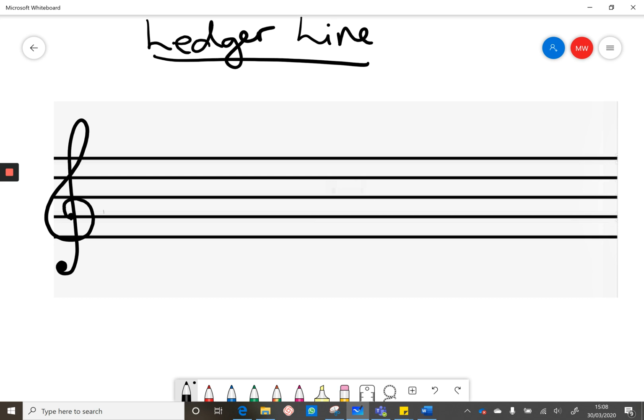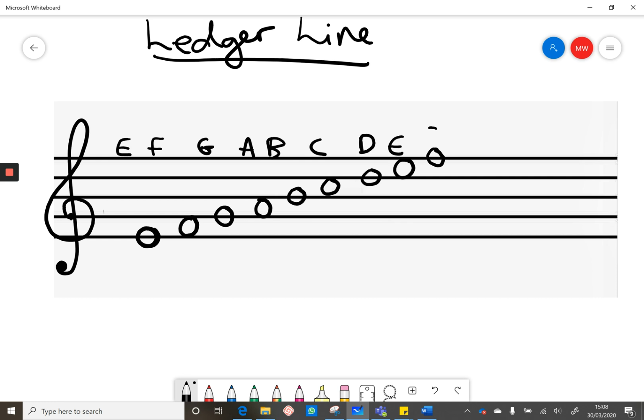So if we remember the notes on the stave, we're going to start here with the first line, and we know that this would be Eddie's, but then we know it's the alphabet, so it's just E, F, G, but there's no H in music, so we go A, B, C, D, E, F. And if I just write that there for you, we've got E, F, G, A, B, C, D, E, F.